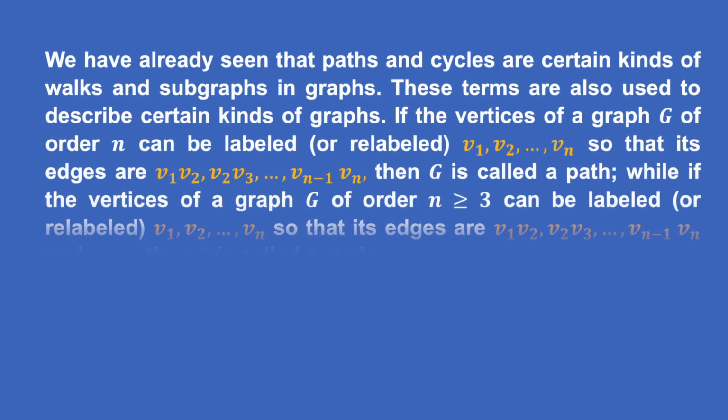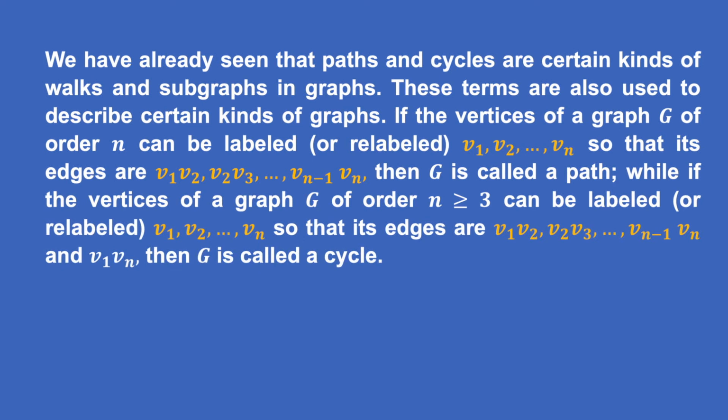We have already seen that paths and cycles are certain kinds of walks and subgraphs in graphs. These terms are also used to describe certain types of graphs. If the vertices of a graph G of order n can be labelled or relabelled as v1, v2, and so on up to vn, so that its edges are v1v2, v2v3, and so on up to v(n-1)vn, then G is called a path. While if the vertices of a graph G of order n greater than or equal to 3 can be labelled or relabelled as v1, v2, and so on up to vn, so that its edges are v1v2, v2v3, and so on up to v(n-1)vn and v1vn, then G is called a cycle. So, v1vn means they are forming a closed path.